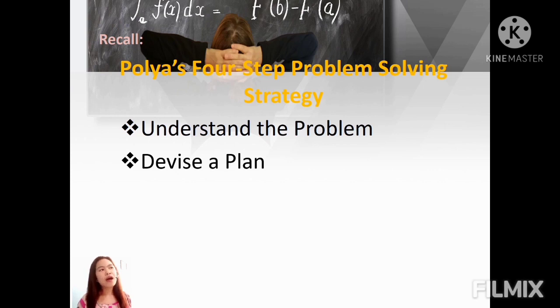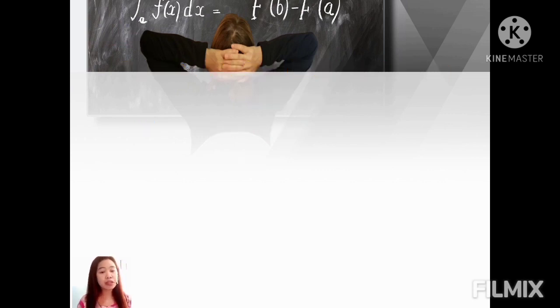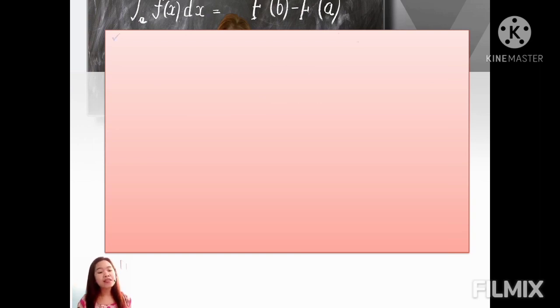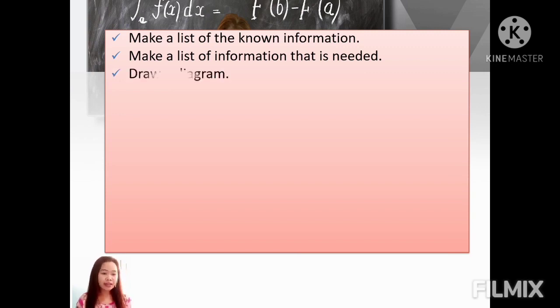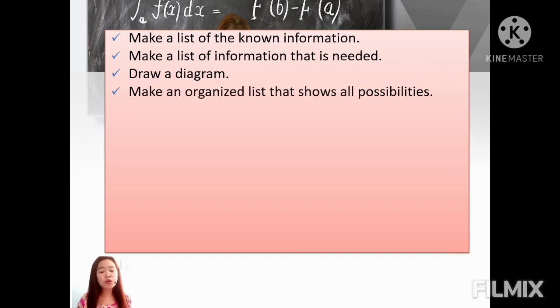So, how do we devise a plan? So binigyan din kayo ng mga key points last time. So let us recall them. Ano yun sila? First, make a list of the known information. Second, make a list of information that is needed. Third, draw a diagram. Next, we have make an organized list that shows all possibilities.